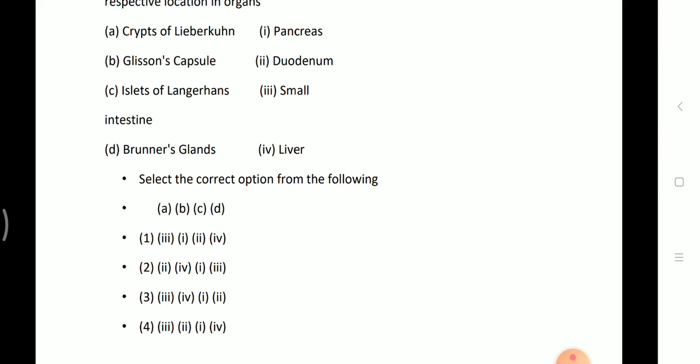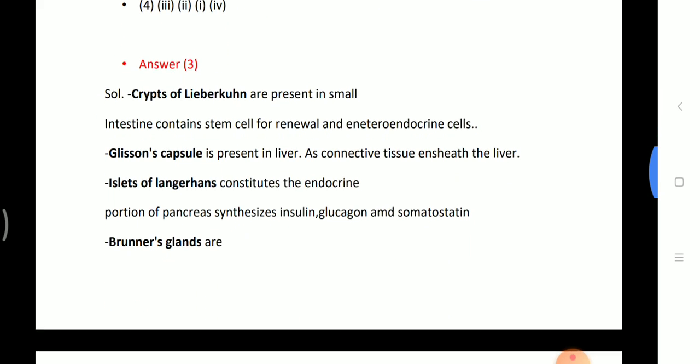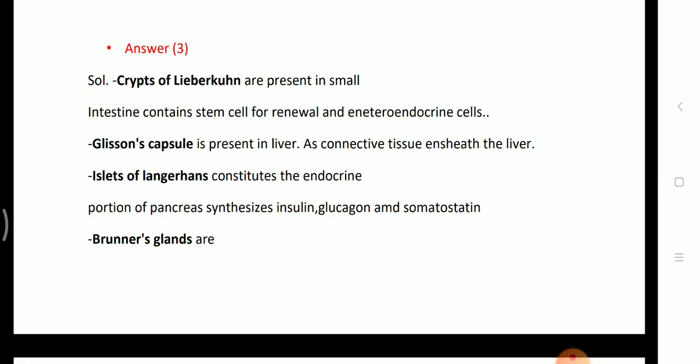That means crypts of Lieberkühn are present in the small intestine and contain stem cells for the renewal of enteroendocrine cells. These cells play a vital role because day by day our intestinal cells are degenerating. To make this renewal, stem cells are there. And also we know that goblet cells are present in the layer of the intestinal wall for the synthesis of mucus and different intestinal juices. So for the synthesis of these endocrine cells, crypts of Lieberkühn play an important role.